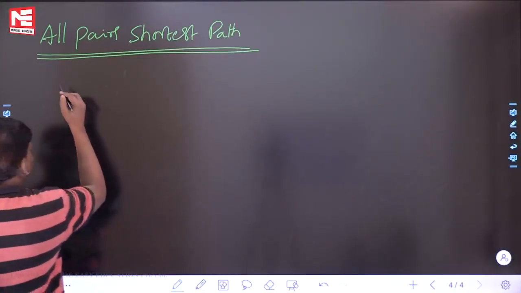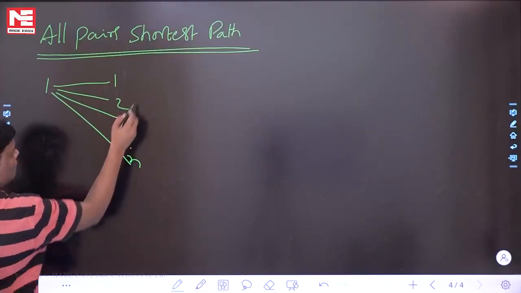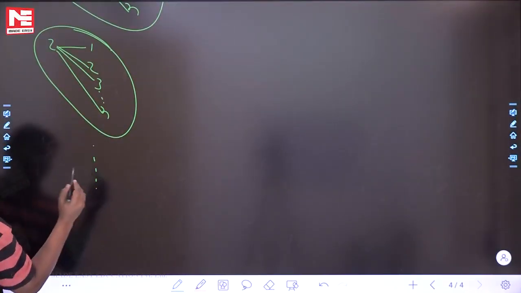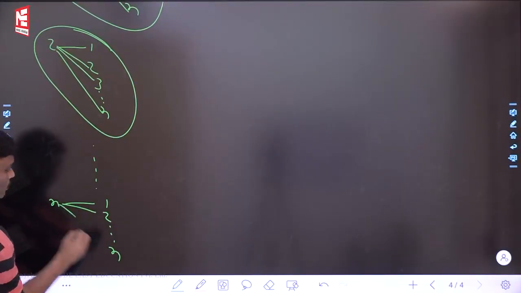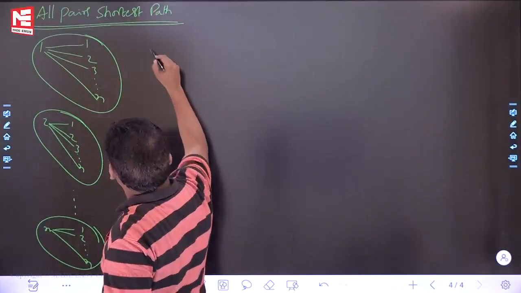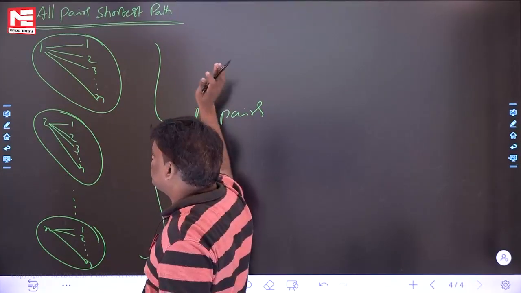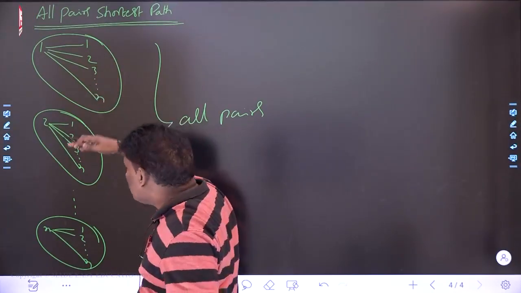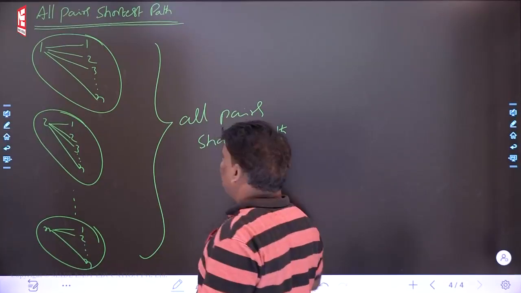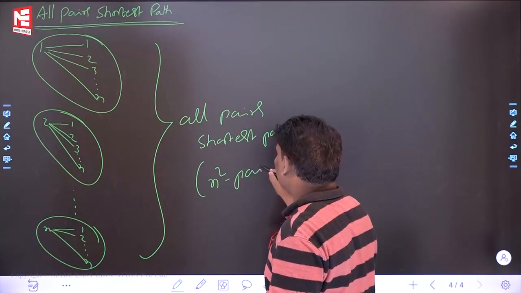So let me write now. Single source means what? This is the meaning of single source. See this one: 1 to 1, 1 to 2, 1 to 3, and so on, 1 to n. Not only this, also 2 to 1, and so on, n to 1, n to 2, and so on, n to n. This is the meaning of all pairs. So 1 to everywhere shortest path, 2 to everywhere shortest path. If you do only this one, it is single source shortest path. If you do this n times, that is called all pairs shortest path. So how many pairs are there? N square pairs. Previously only n pairs, because 1 to all. Here all pairs, n square pairs are there.